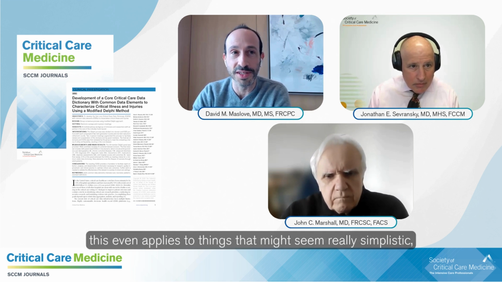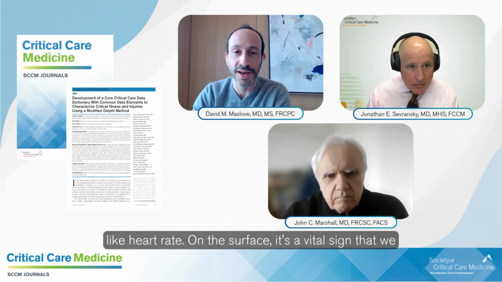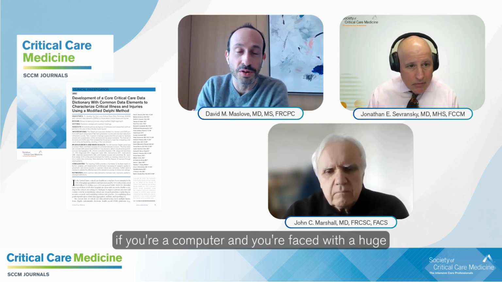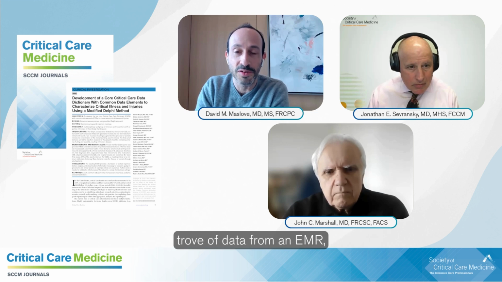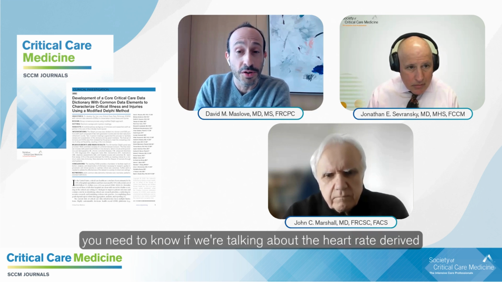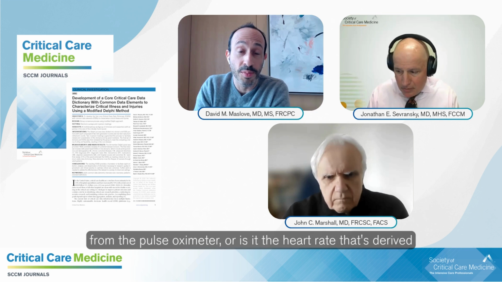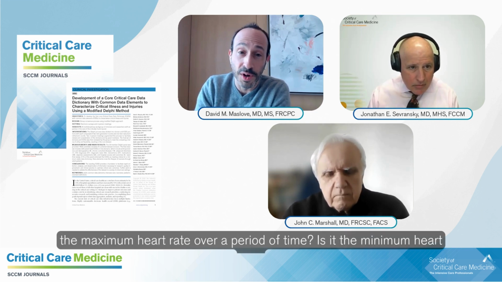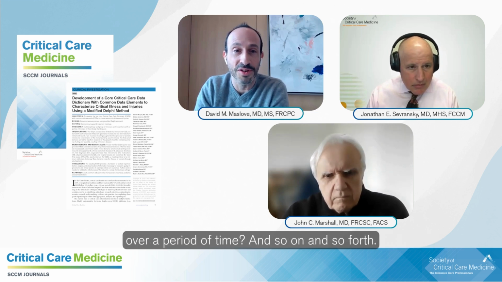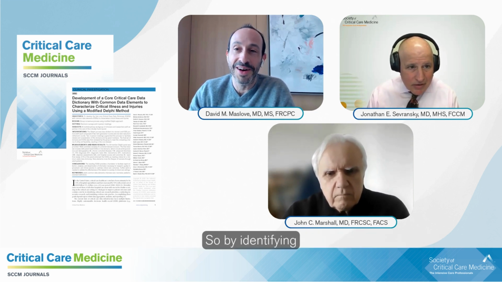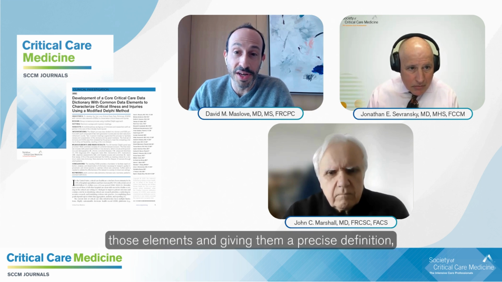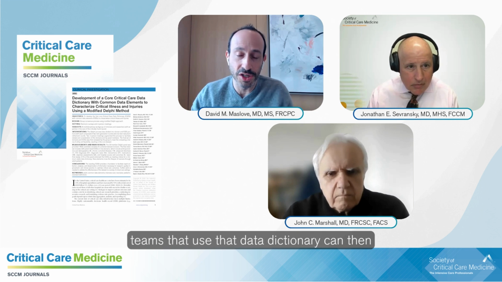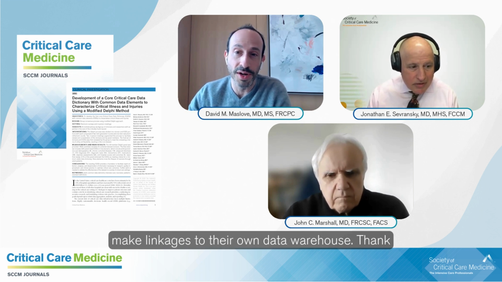This even applies to things that might seem really simplistic, like heart rate. On the surface, it's a vital sign that we use every day. Everyone tends to know what that means, but if you're a computer faced with a huge trove of data from an EMR, you need to know if we're talking about the heart rate derived from the pulse oximeter, or the heart rate derived from the EKG tracing. Is it the maximum heart rate over a period of time? Is it the minimum? And so on and so forth. By identifying those elements and giving them a precise definition, teams that use that data dictionary can then make linkages to their own data warehouse.